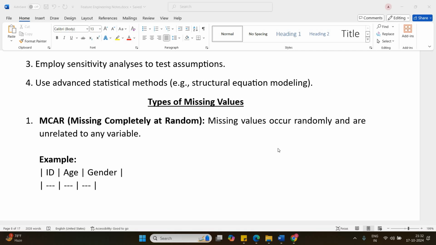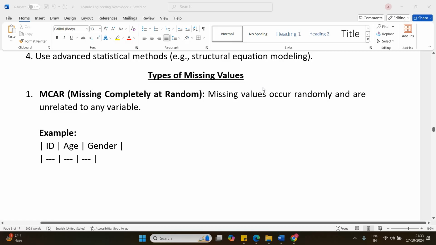Hello friends, welcome back. In this lecture, we are going to see how many types of missing values there are and how we can understand them. The first one is MCAR, which is known as missing completely at random.